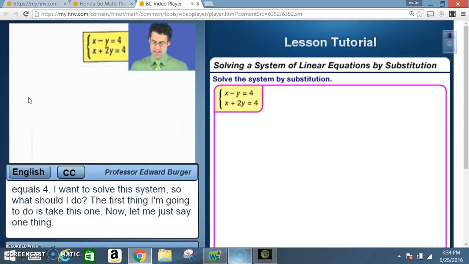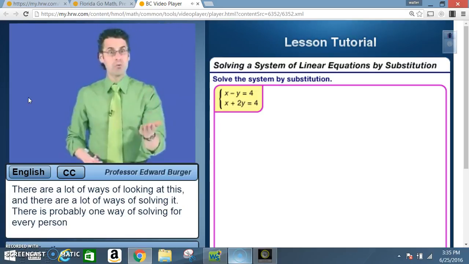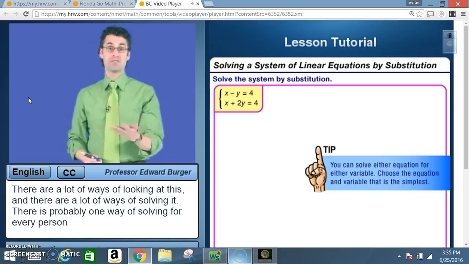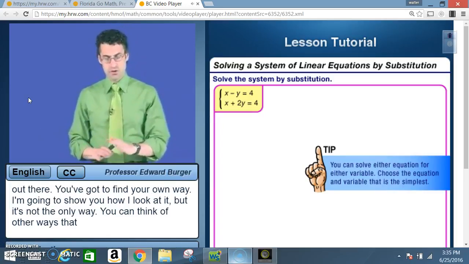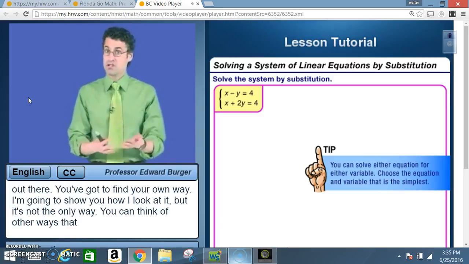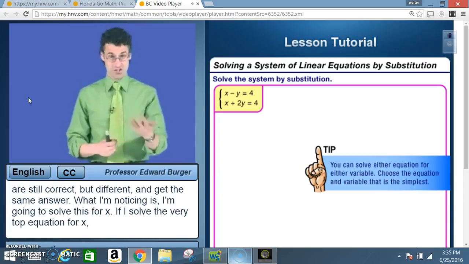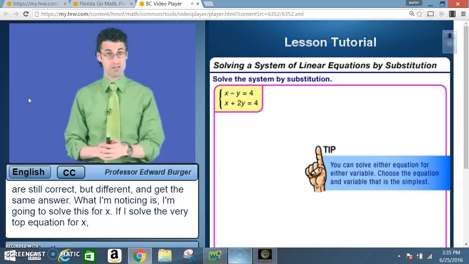Well, the first thing I'm going to do is take this one. Now, let me just say one thing. There are a lot of ways of looking at this, and a lot of ways of solving it. Probably one way of solving for every person out there. So you've got to find your own way. I'm going to show you how I look at it, but it's not the only way. You can think about other ways that are still correct, but different, and get the same answer.